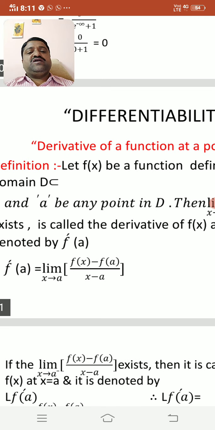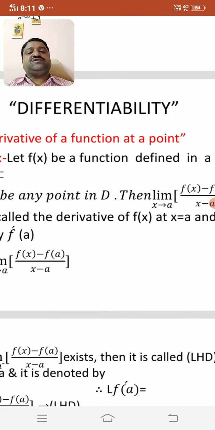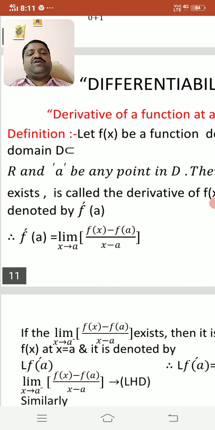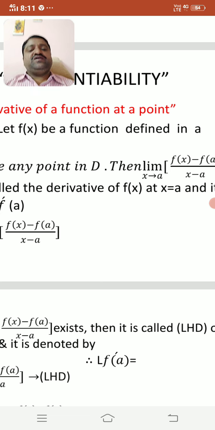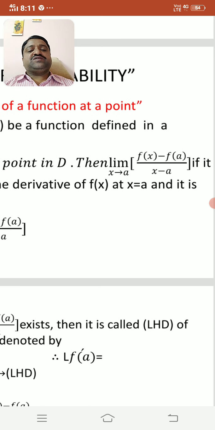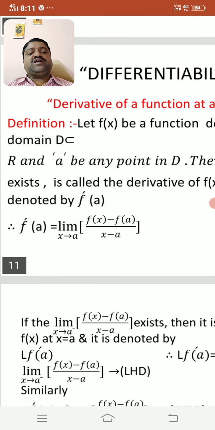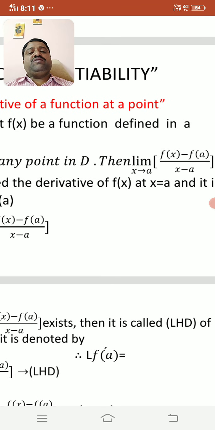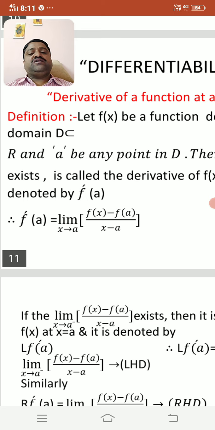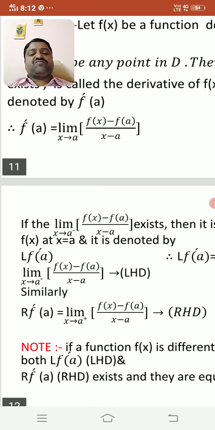Differentiability. Derivative of a function at a point. Definition. Let f of x be a function defined in a domain D, a subset of R, and a be any point in D. Then limit of f of x minus f of a divided by x minus a as x tends to a, if it exists, is called the derivative of f at x is equal to a, and it is denoted by f dash of a. Therefore, f dash of a is equal to limit of f of x minus f of a divided by x minus a as x tends to a.